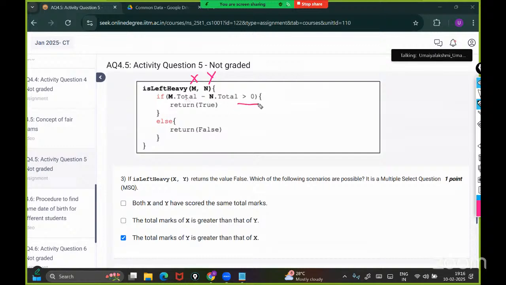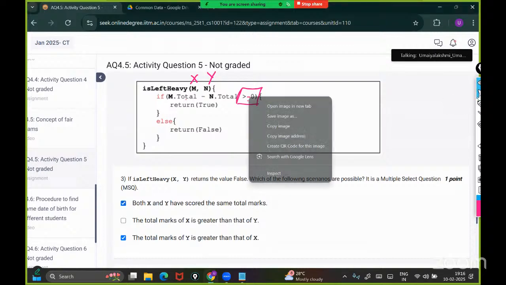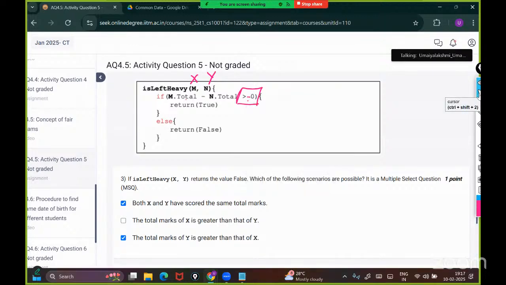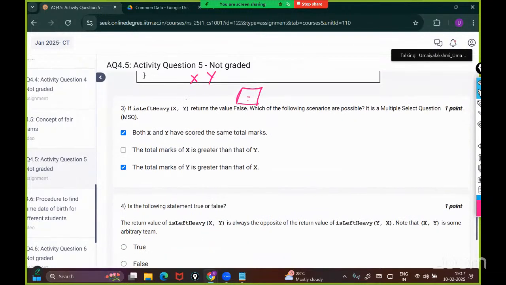Yes, ma'am, here they have mentioned greater than 0, which means if we give 0 and 0, if they had given greater than or equal to 0, then this would give me true. But here this will give me false, right? Yes, ma'am. Because if the value is 0, it's not greater than 0. So of course I'll get false as the returned value. Is that clear? Yes, ma'am. So here the options are A and C.